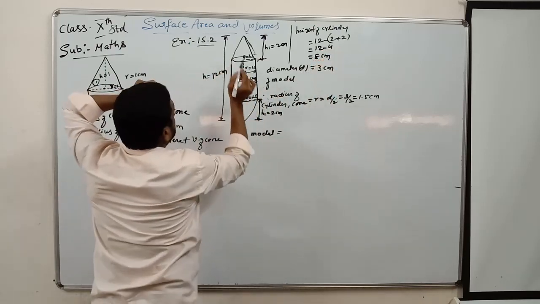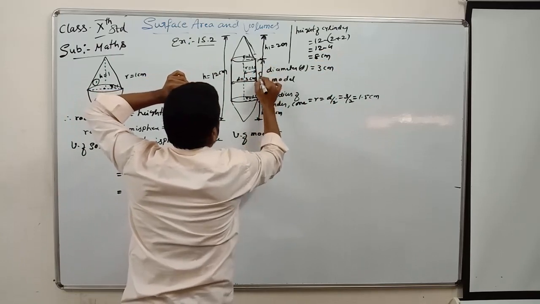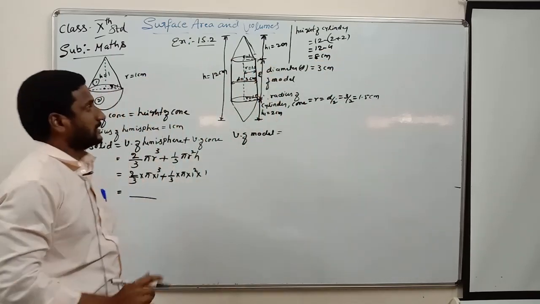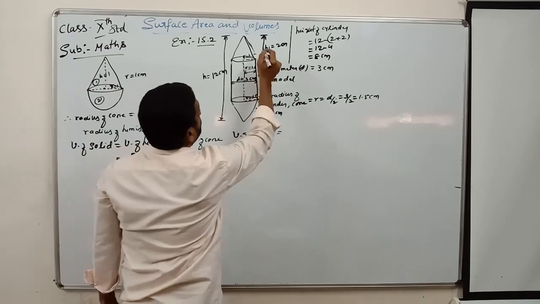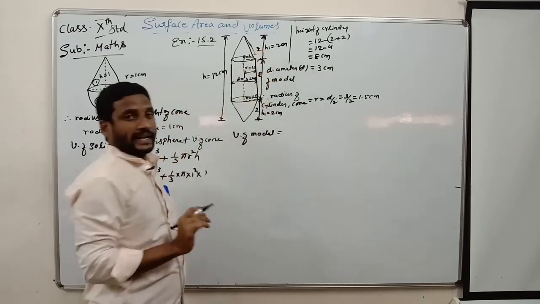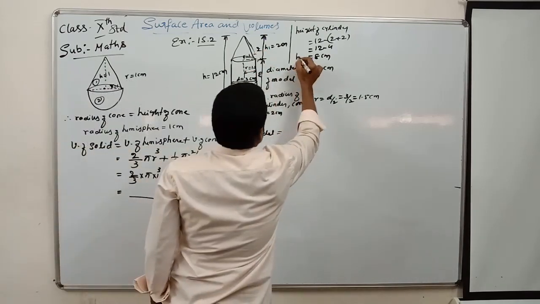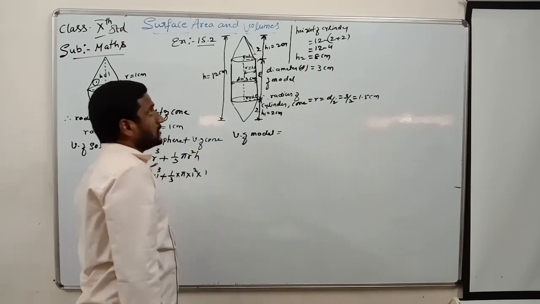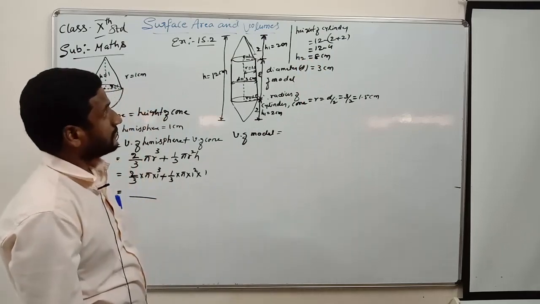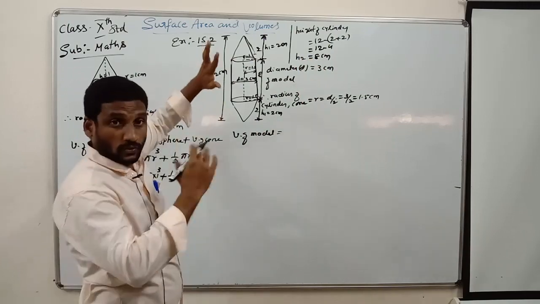This is the height of the cylinder, 8 centimeter. This is 2, this is 2, the cone is 2. The cylinder height is 8 centimeter. The cone height is H1, and this we can take as H2. So now let us see how to find the volume of the total model here.